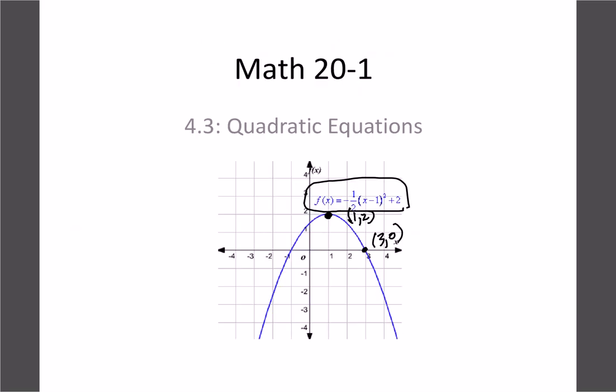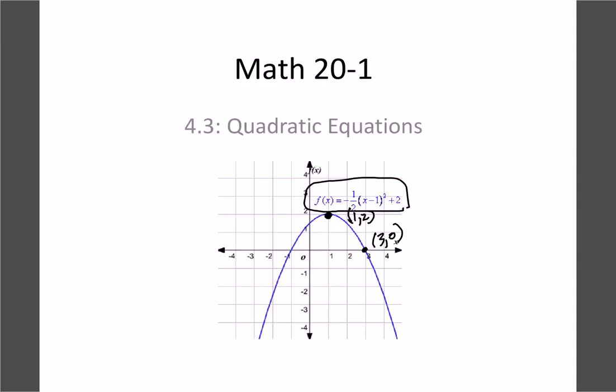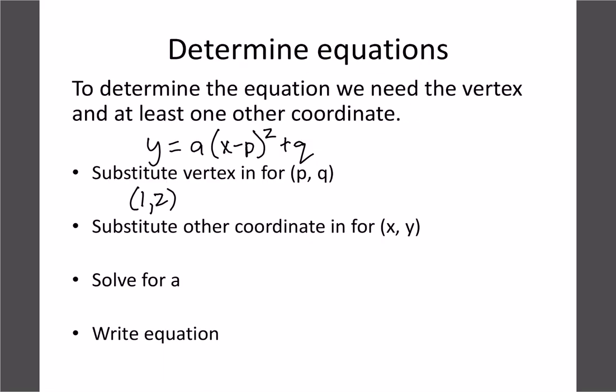So let's go back to that last example. We knew our vertex was at (1, 2), so let's use that for an example. So we have the vertex at (1, 2), and we knew our one other coordinate was (3, 0). Okay, so what we're going to do is substitute those things into our y equals equation. We want to be really careful that we get the numbers in the right spot. So for our vertex, the 1 will be the p, 2 will be the q, 3 is going to be x, and y will be 0.